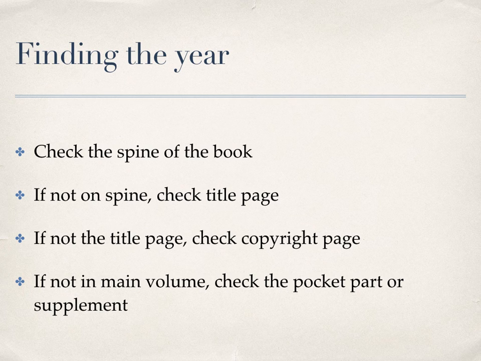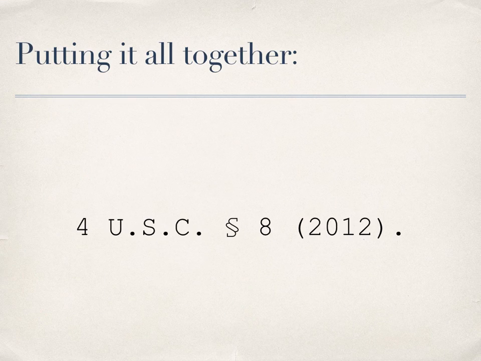Putting the cite all together from the sample that we looked at in the previous slide, you get something like this. 4 space USC, all capitals with periods. There's a section symbol. Note that there is a space before and after that section symbol, as we learned in our Blue Book format rules a few podcasts ago. Section 8 is there. I have a space, and then I put my year of publication, 2012, close my parens, and end with a period.